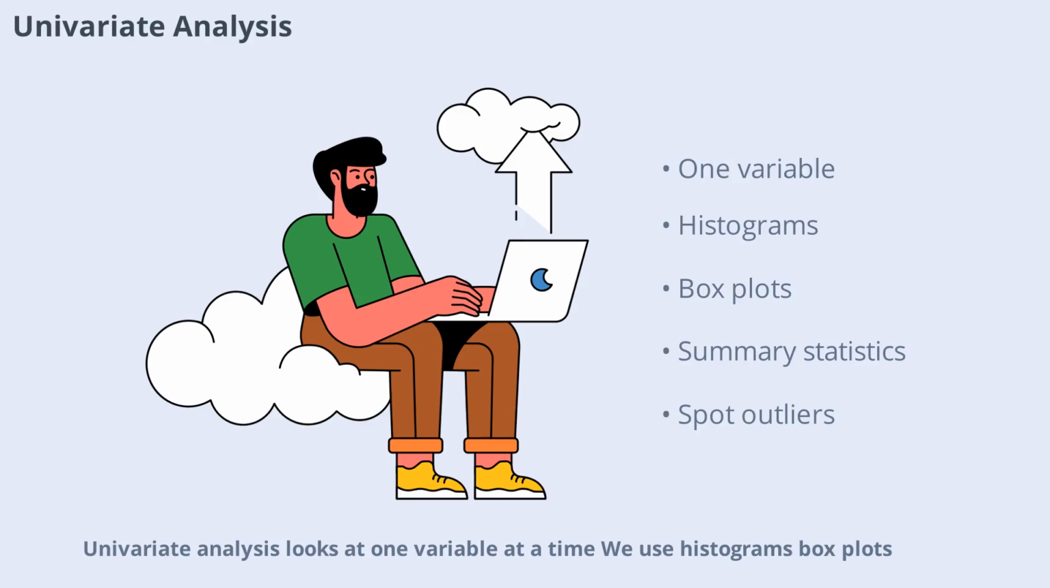Univariate analysis looks at one variable at a time. We use histograms, box plots, and summary statistics to understand its distribution and spot outliers. This step gives us a clear picture of each variable before exploring relationships between them.